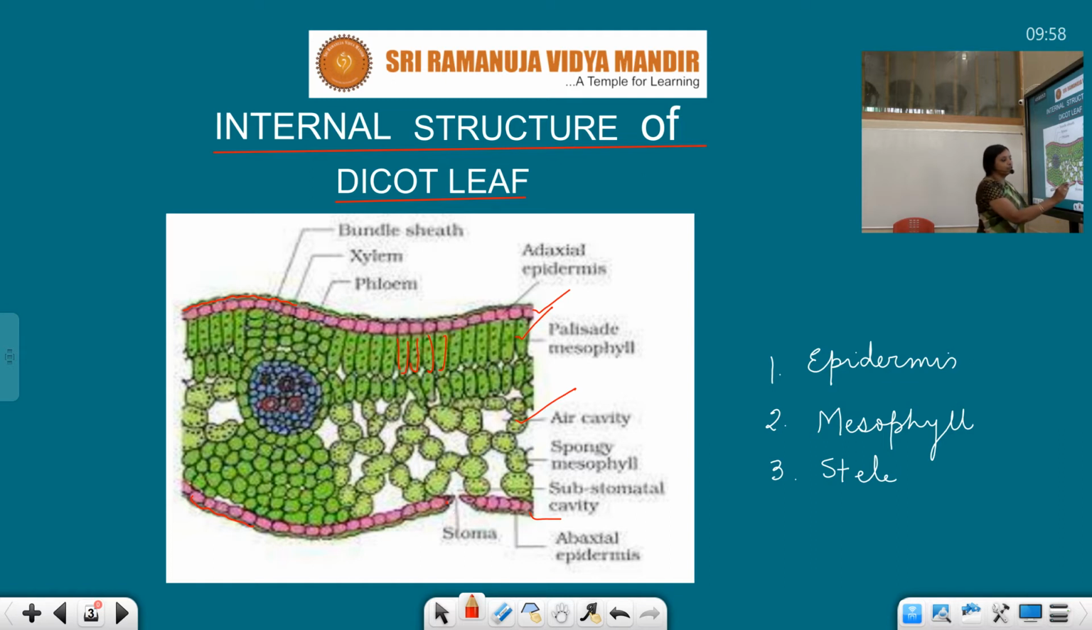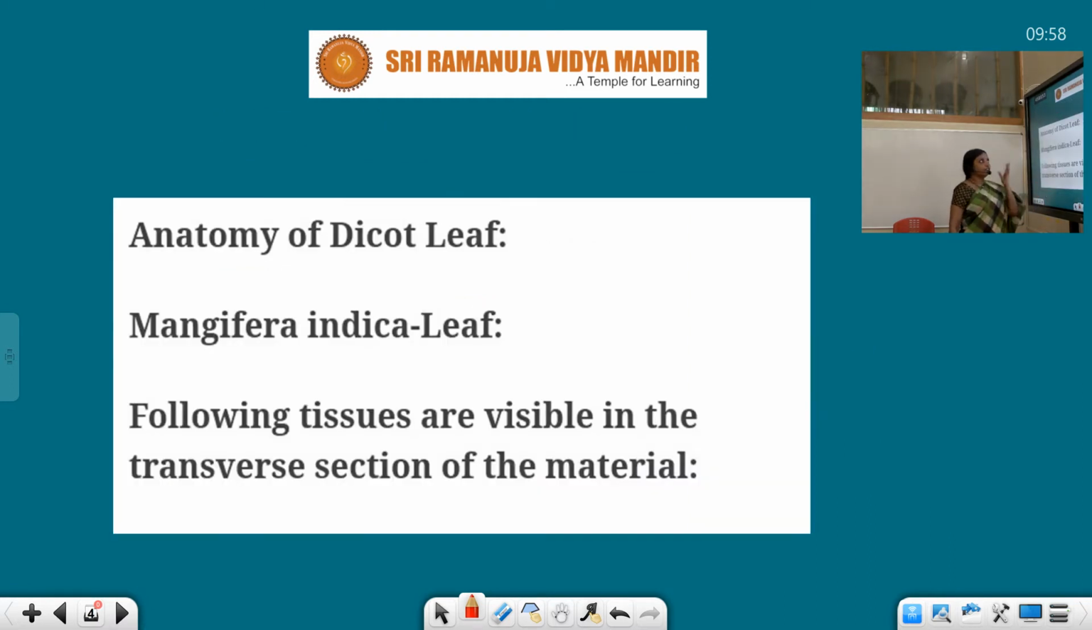And this is stomata, more of which are present towards the lower epidermis, and in the middle these are spongy tissues and palisade tissues, and here this is vascular bundle, and this is protoxylem. Below, towards the lower side, phloem is present, xylem is present towards the upper side, and protoxylem is towards the upper epidermis, and it is surrounded by bundle sheath. These cells are called bundle sheath, and these are bundle sheath extensions. So we can see this type of structure in dicot leaf. Let's see the anatomy of dicot leaf.